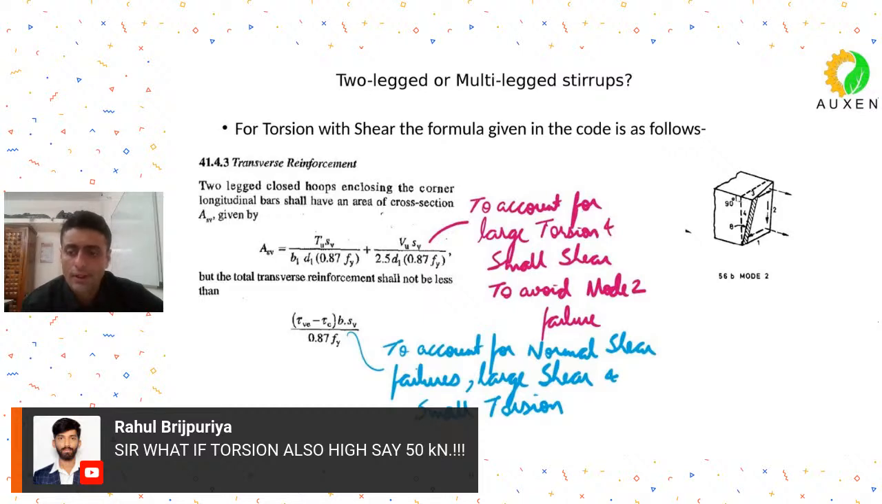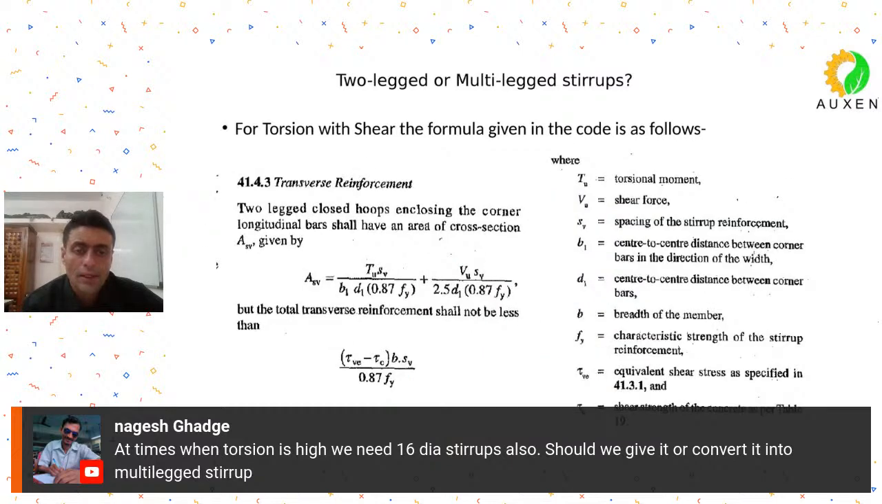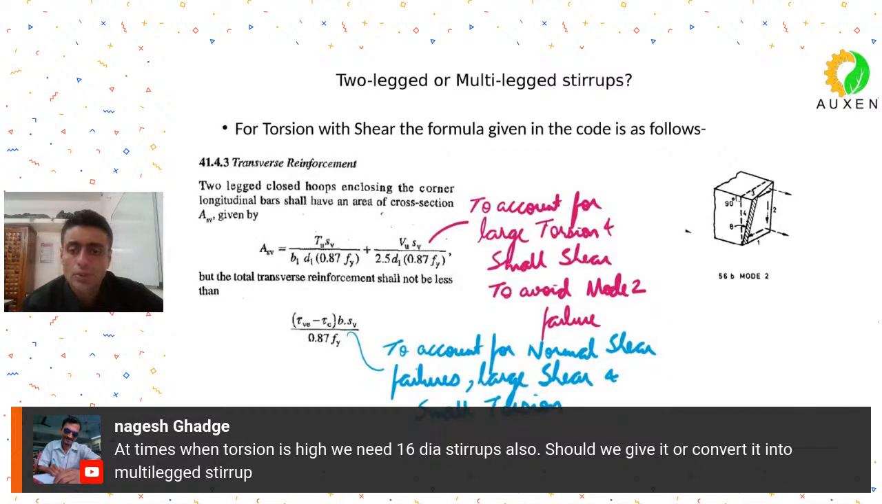All right, right. Then Nagesh is saying at times when torsion is high, we need 16 die stirrups also. Should we give it or convert it into multi-legged stirrup? Yes, the same answer. If you are using the values from the first formula, your stirrups have to be two-legged.